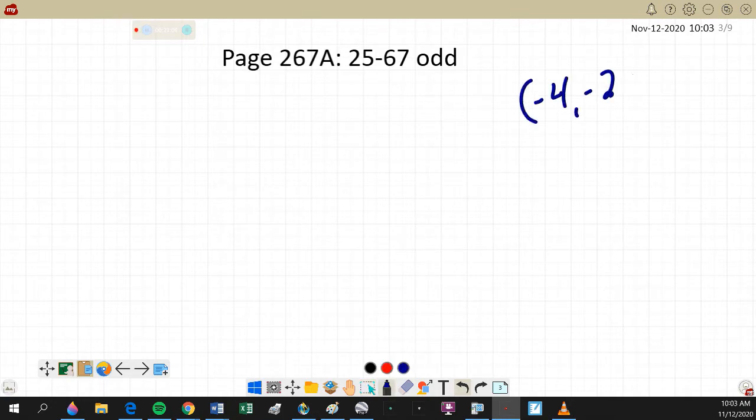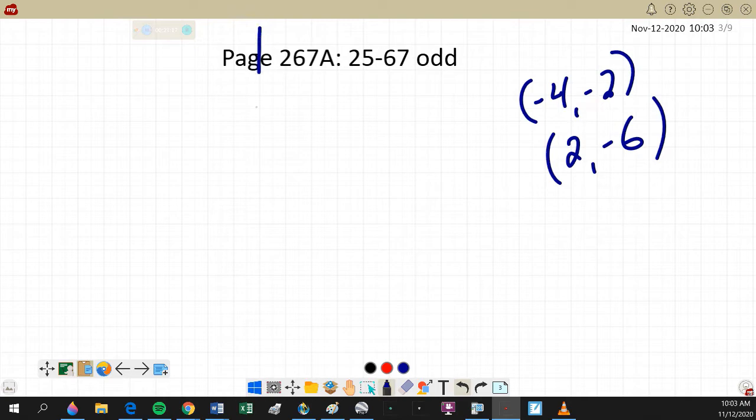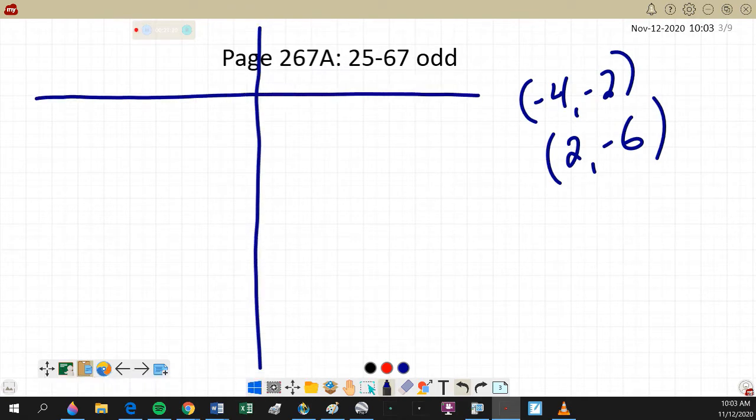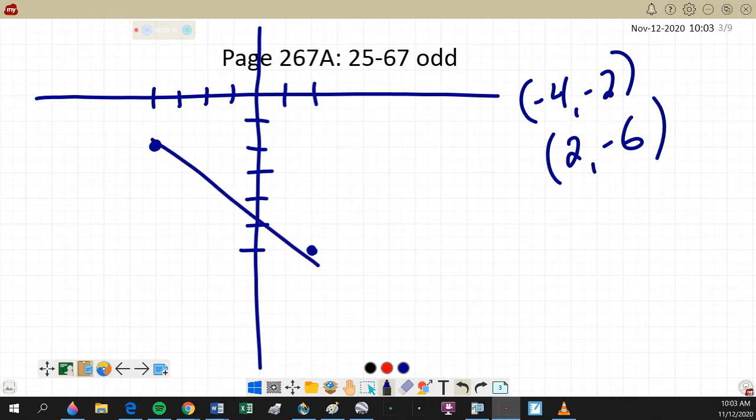(-4, -2) and (2, -6). All right, so we're in quadrant... All right, got it. So 1, 2, 3, 4. 1, 2 right here. And then 1, 2, 3, 4, 5, 6. Okay. So that is a diameter. What does that mean? That's from one side of the circle to the other.